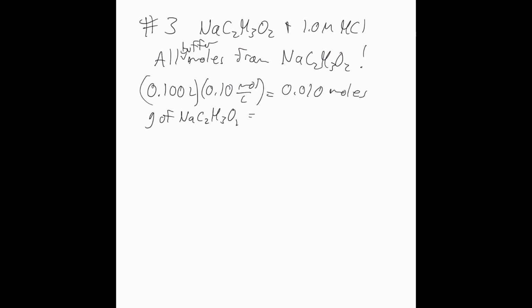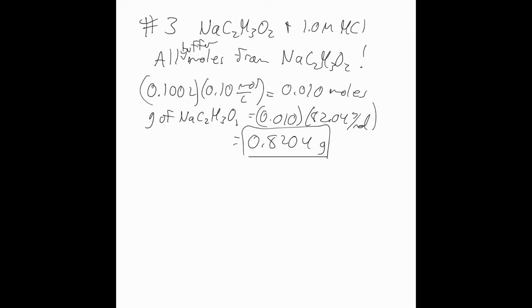So we have 100 milliliters, and I've converted to liters. We have the concentration. We want the total buffer concentration to be 0.1, so that means we need 0.010 moles total. And so we would get that from the grams, so it's 0.010, and then if you remember, the molar mass was 82.04 grams per mole. And so our grams initially would be 0.8204 grams. All right, so that is what we need to start with.